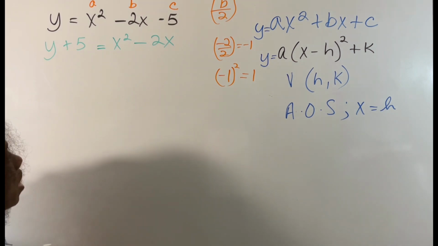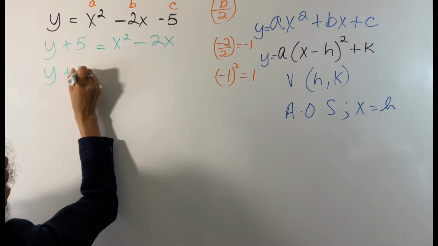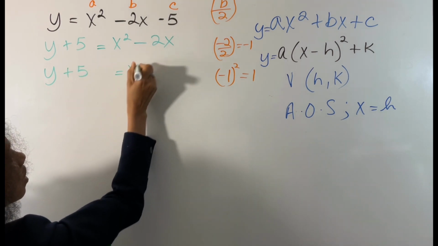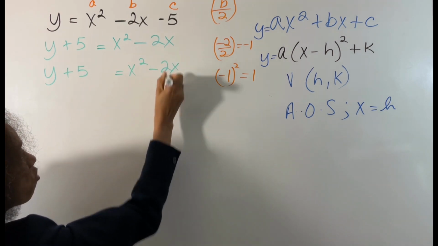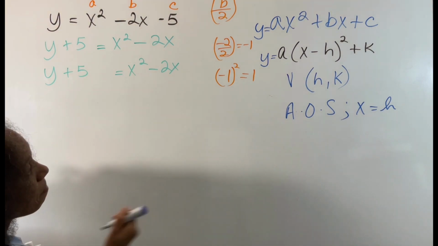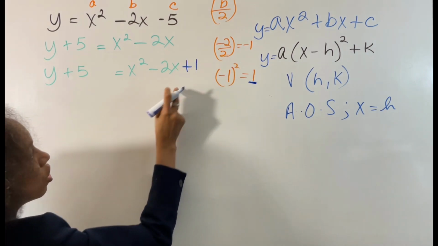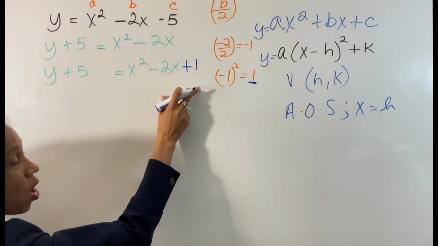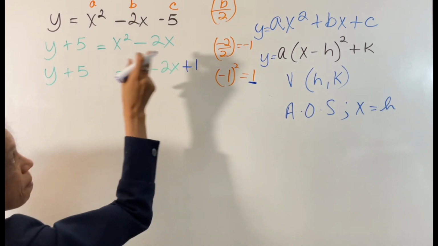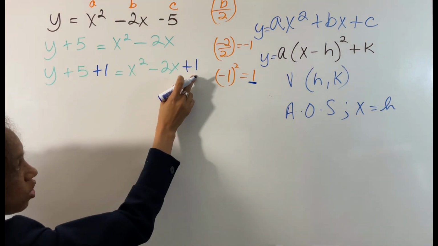So what I'm going to do next, I am going to rewrite everything, but I'm going to include now that 1 on either side. So I have my y plus 5 equal x squared minus 2x. I'm rewriting everything, and I'm now going to put my 1 that I have here, I'm going to add it to the left side, and I'm also going to add it to the right side. So I'm adding it to the left first, which is 1 here, and I'm adding it to the right.